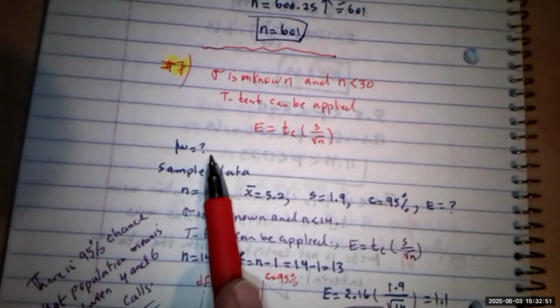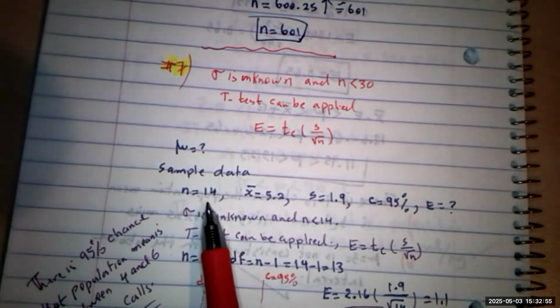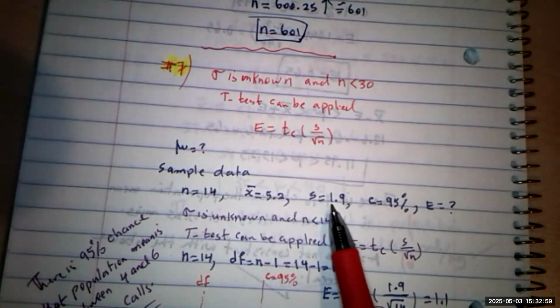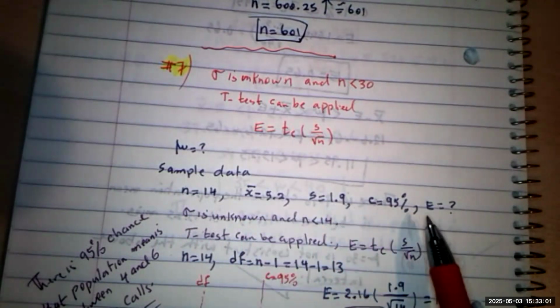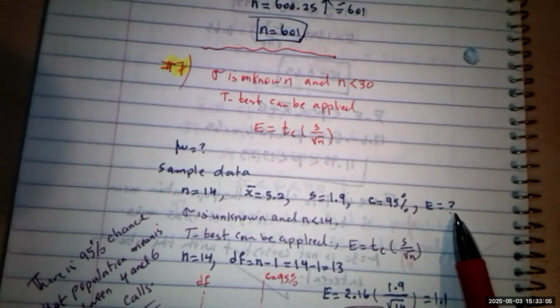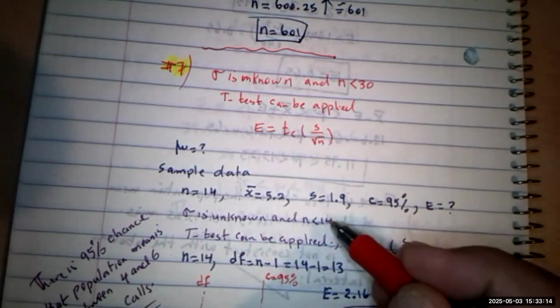The problem is about the mean. Sample data: n is equal to 14, sample mean 5.2, the standard deviation of the sample, S, is 1.9. Confidence of 95%, and you have to find E. Quickly, they say that sigma is unknown, and n must be less than 30.